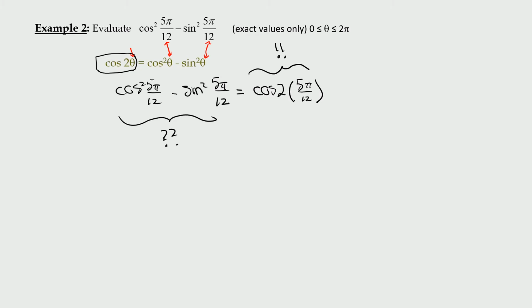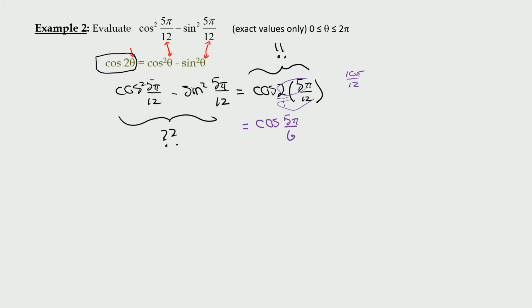Back to the right side here, let me just change colors. This is equal to cos, now 2, this is like a 2 over 1. So I'm doing 2 times 5 pi over 12, which is 10 pi over 12, but I'm going to write that in reduced form, which is 5 pi over 6. Whoops, that's my second mistake today. 5 pi over 6, sorry.